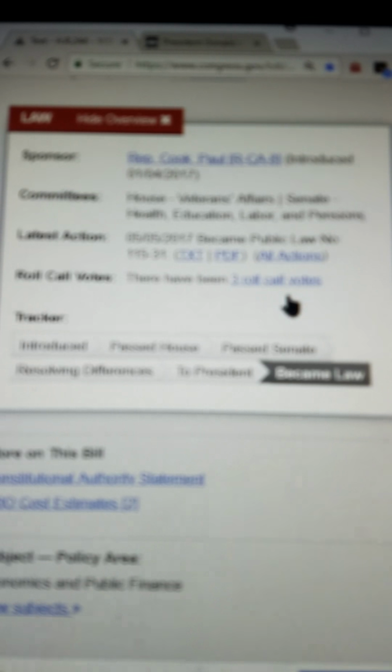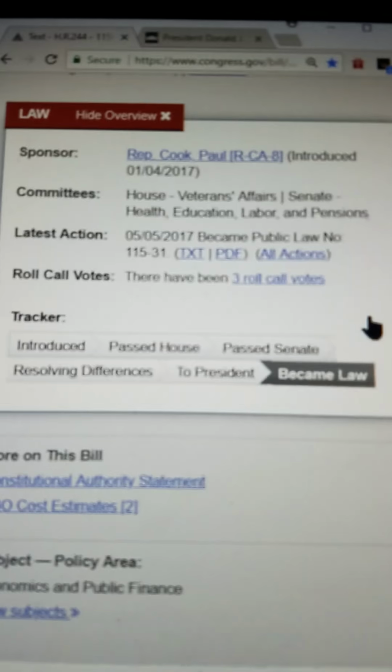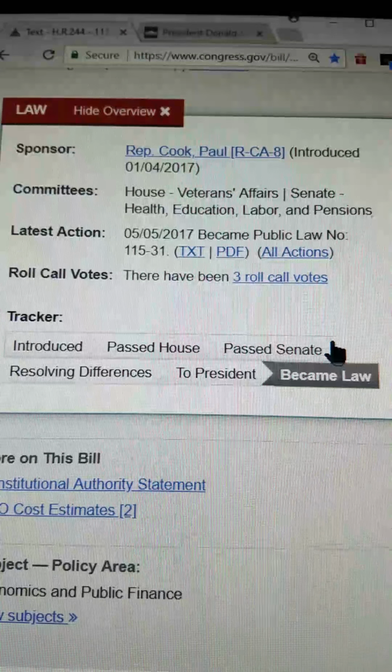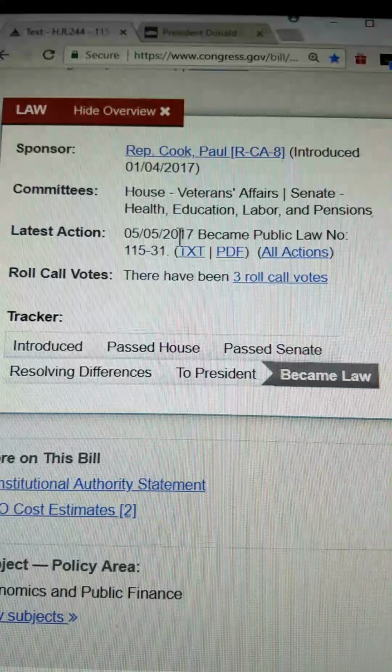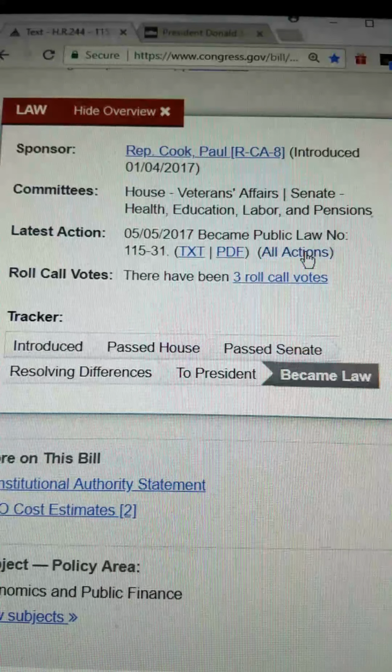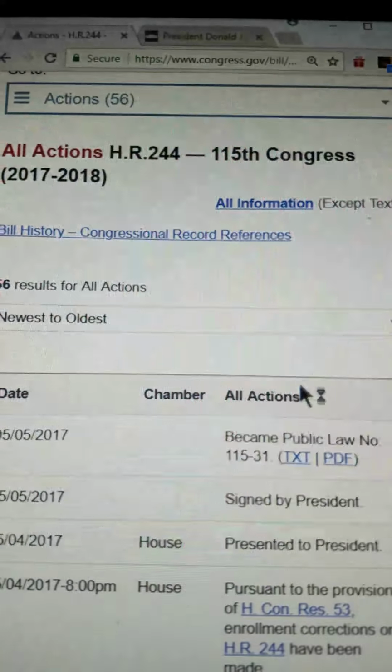Let it come into focus. It'll come into focus. Come on, so they can see. And this became law May the 5th, 2017. Let's see if we can pull up all the actions.